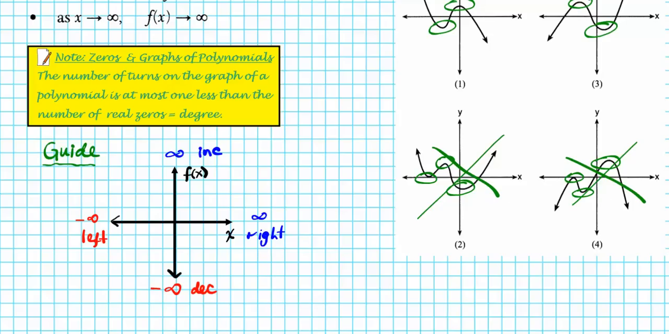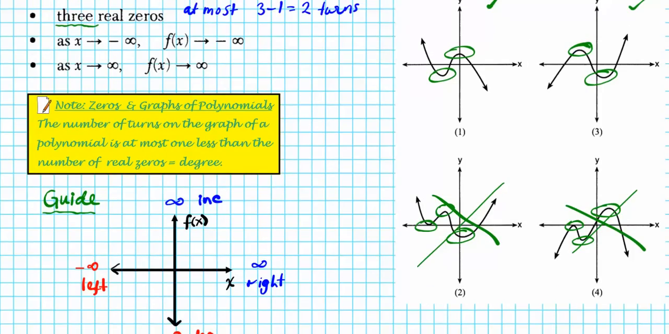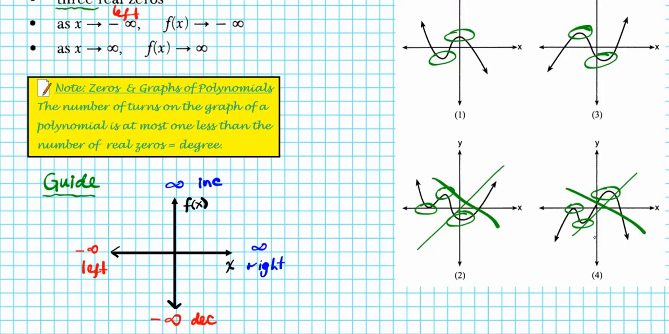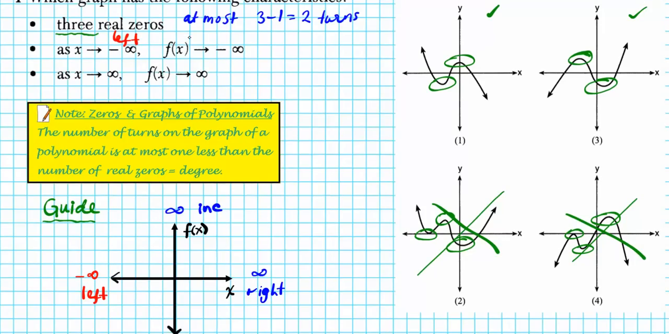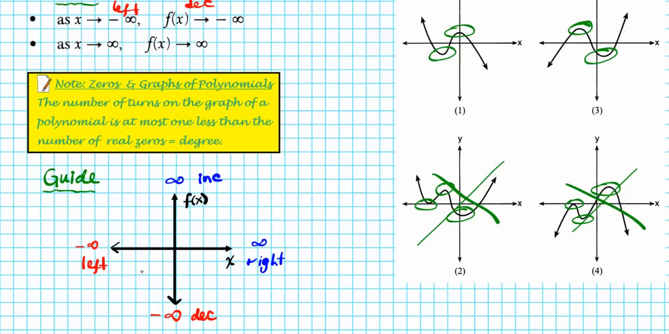So let's look at what the end behavior is telling us. As x is going to negative infinity, as x is going to the left, the function is going to negative infinity, which means down. So if x is going to the left, the function is decreasing. So the left end behavior is going to end up in quadrant 3, because as you go to the left, the function is decreasing.